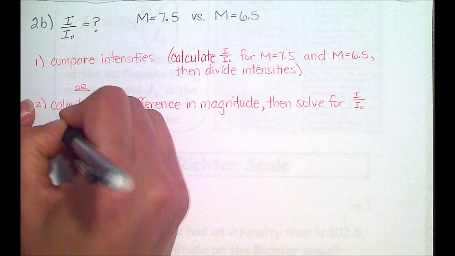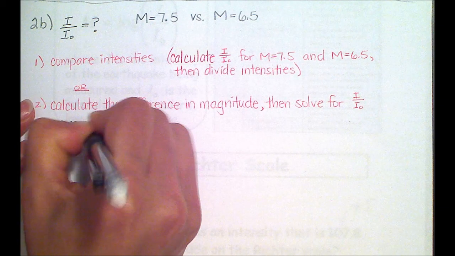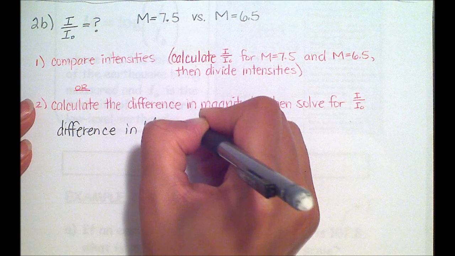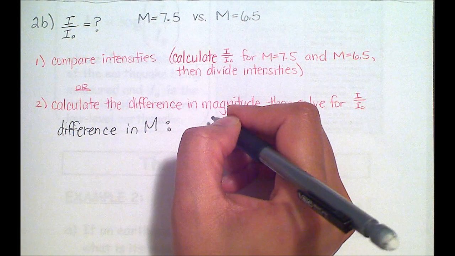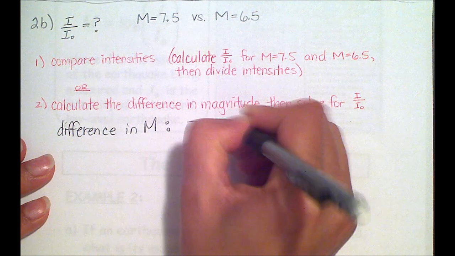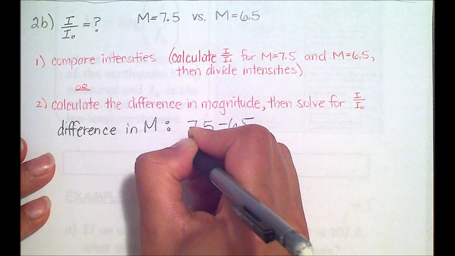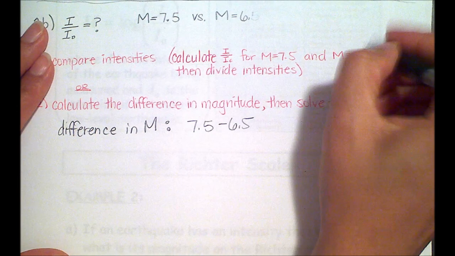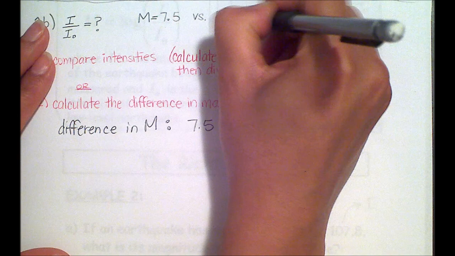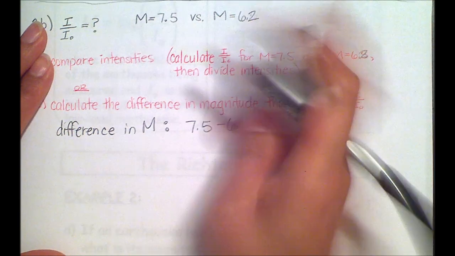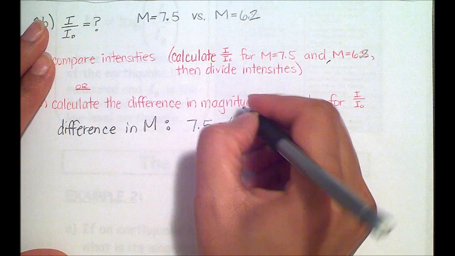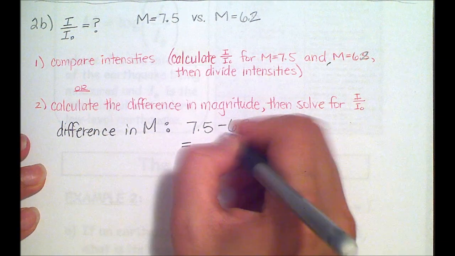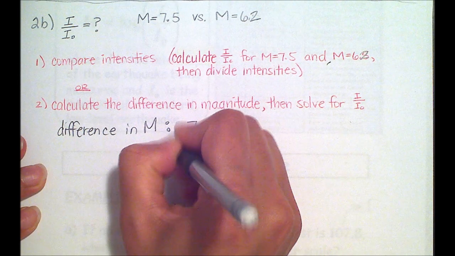And so I'm going to look at the difference in magnitude. And so that'll be the higher magnitude minus the lower magnitude. So 7.5 minus 6.2. Oops, I had written 6.5, that should say 6.2, and that should say 6.2. There we go, all corrected. And so you get a difference in magnitude of about 1.3. So this is going to be the difference in magnitude that I'm going to look at.